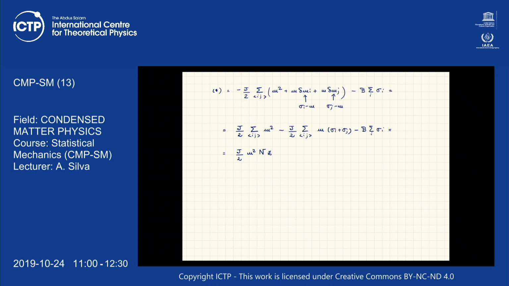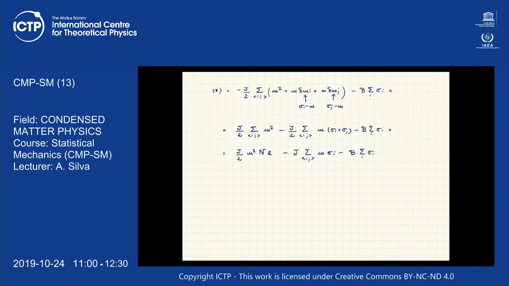While the other term is going to be minus. So here I have two terms. These are dummy indices, so I can exchange here j with i. I get a factor of 2 that cancels this one, and therefore I get minus j sum over i and j m sigma i minus b sum over i sigma i.